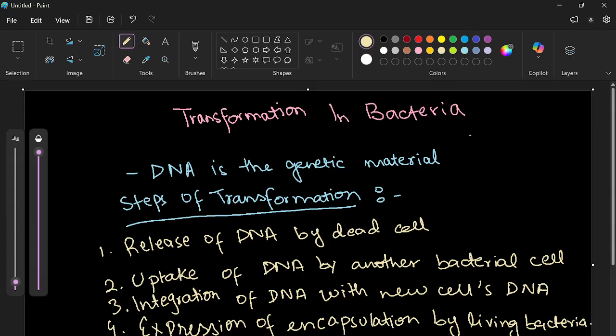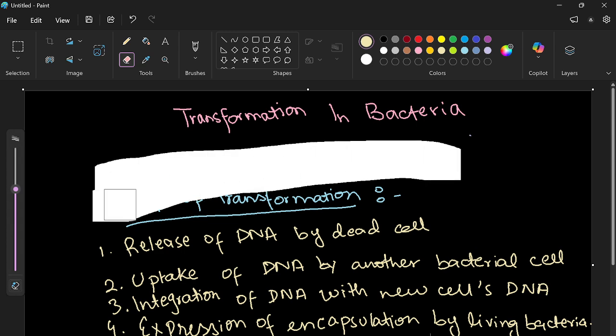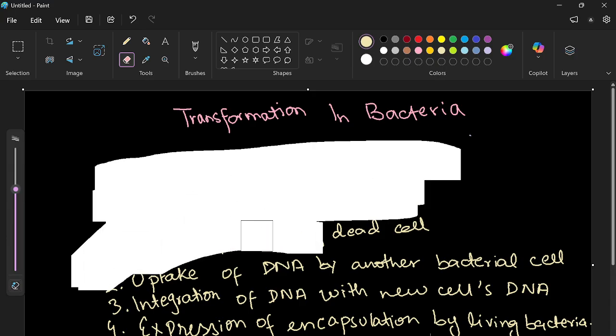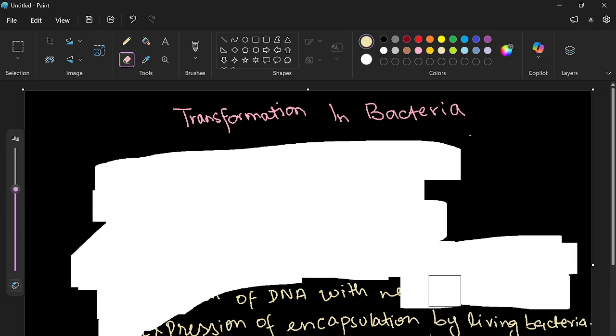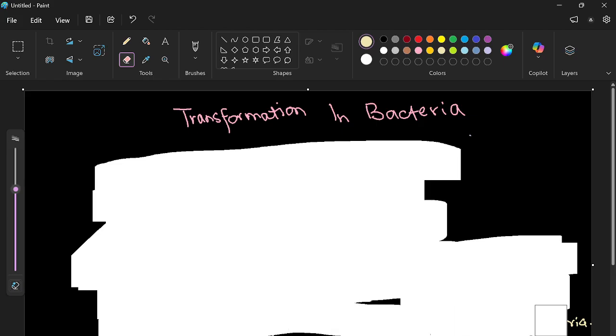Okay, so this was about the transformation method in bacteria, and just to be clear, transformation is a type of horizontal gene transfer, and this is a common genetic exchange mechanism which happens between two bacterial cells. And so, if you know about the other genetic exchange mechanisms, it will be easy for you to remember this one as well. And that's it.